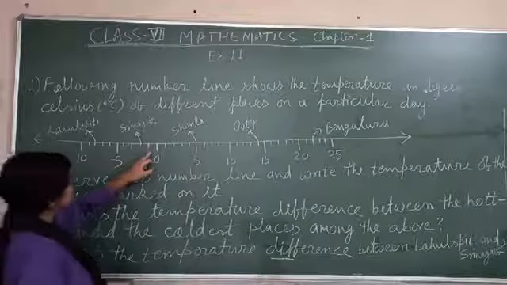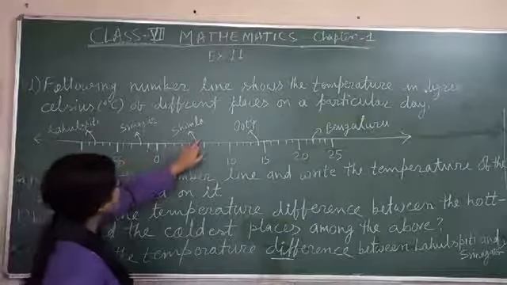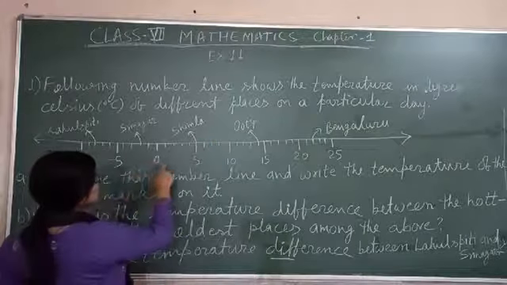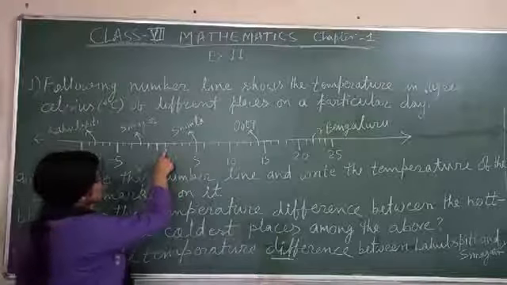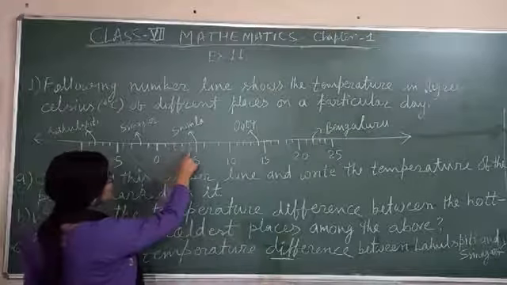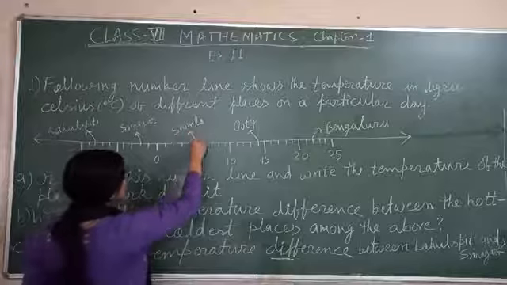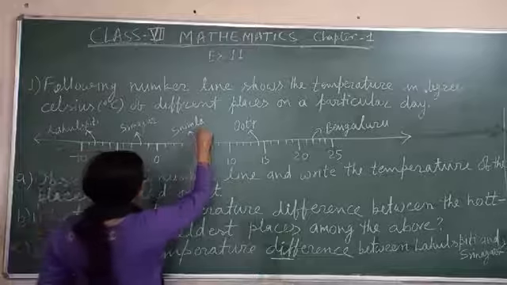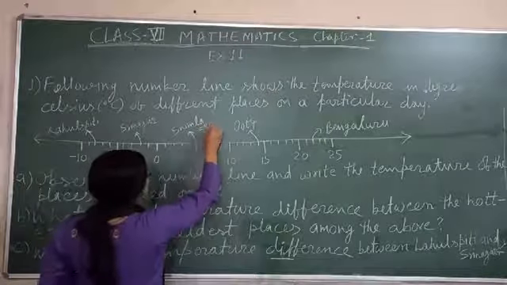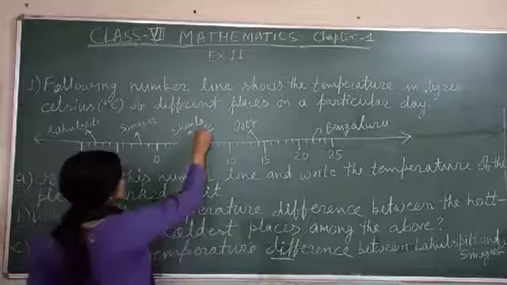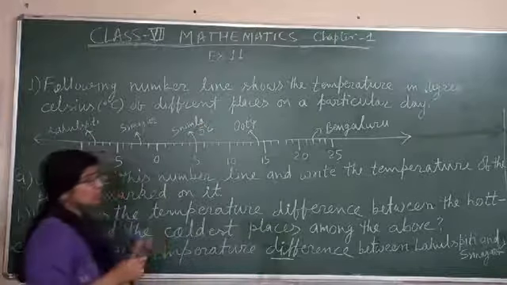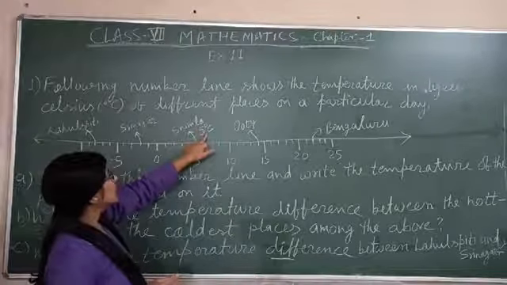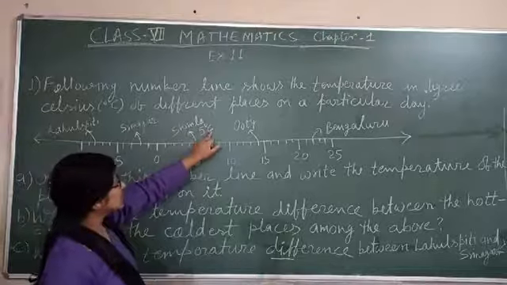So look, I am starting from Simla. 0 here, then you will count this one. 1, 2, 3, 4, 5. So you are looking at the arrow at 5. So the temperature of Simla is 5 degrees Celsius. Okay, you will write here. You can write this in your book. You will write like that. In front of Simla, you will write 5 degrees Celsius.